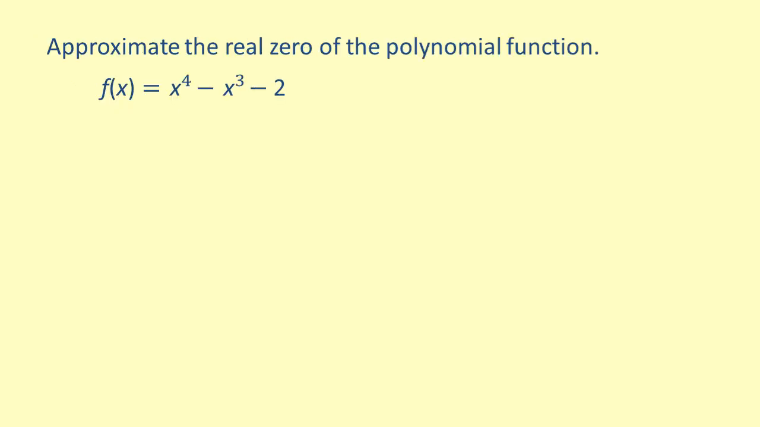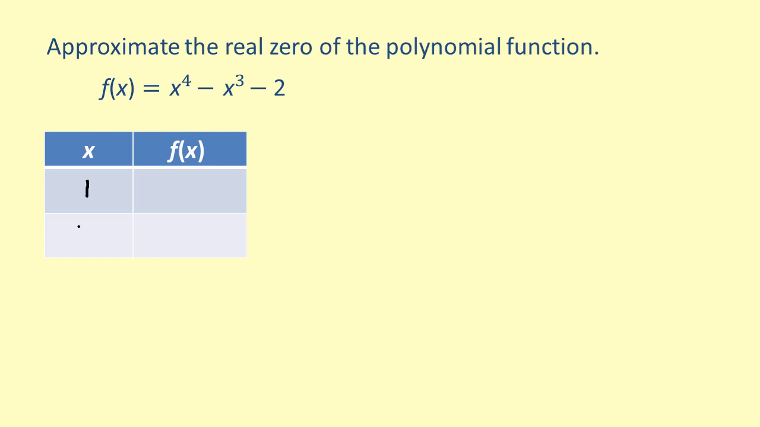Consider the function f of x equals x to the fourth minus x cubed minus 2. If we are to use the intermediate value theorem to approximate the real zero for this polynomial function, then we first need to find two consecutive integer values for x that have corresponding function values with opposite signs. Choosing 1 and 2 for x will yield corresponding function values that have opposite signs.